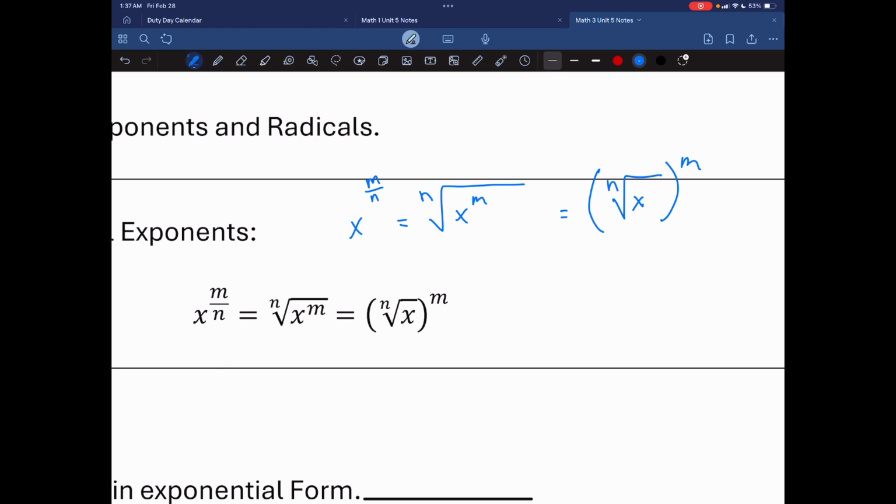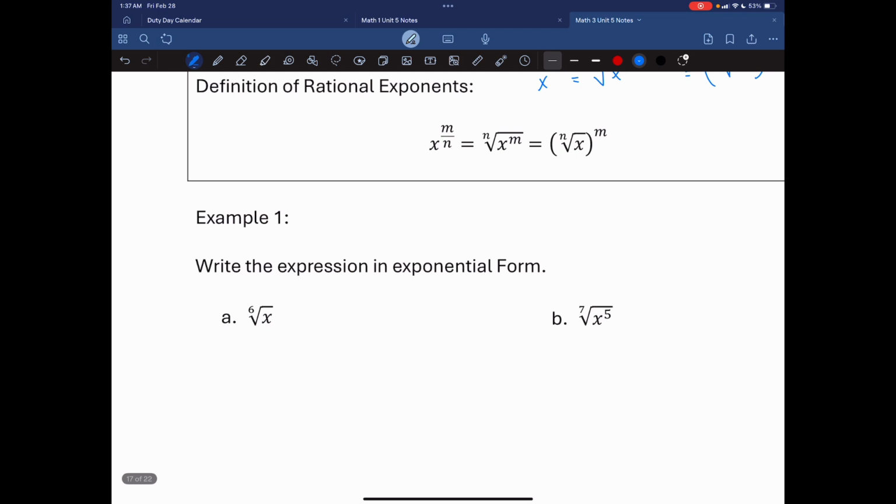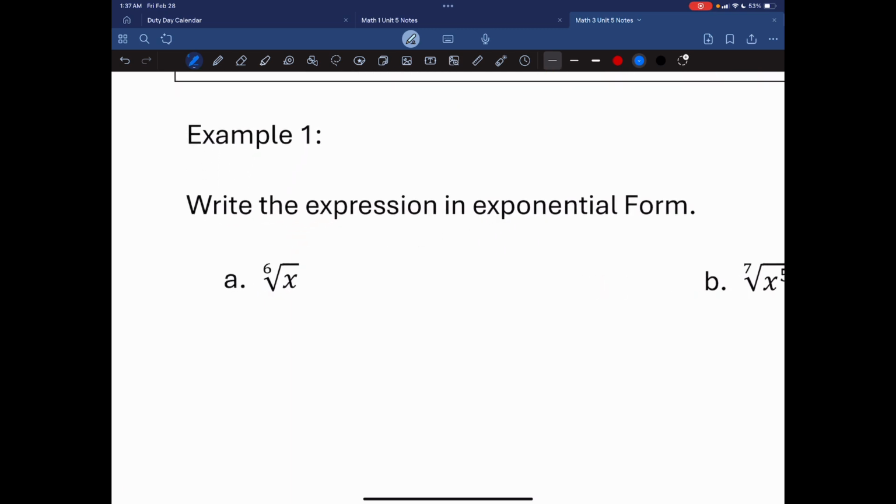I can reverse those because remember these are inverse operations, so it doesn't matter which way you put it, and sometimes depending on the problem, you might have to switch it up a little bit, okay? So that is that. So let's go right into our first example. We just want to write the expression in exponential form, right? So we have no power. So my power here, remember, is just 1. So I can rewrite this as x to the 1/6.